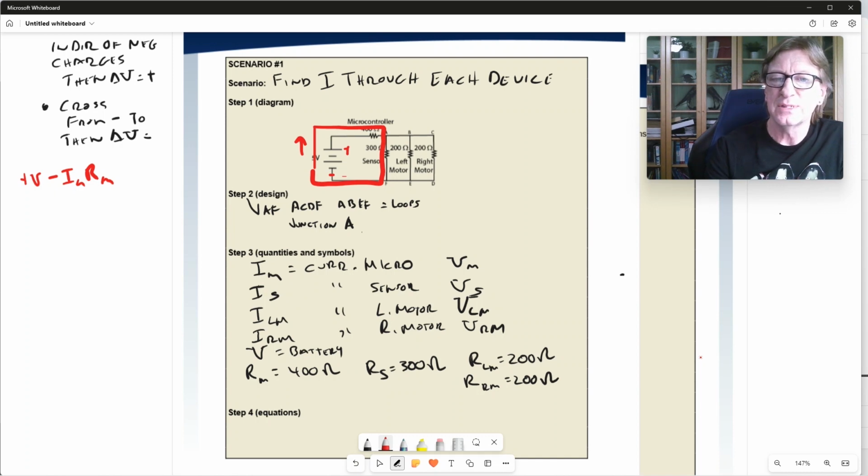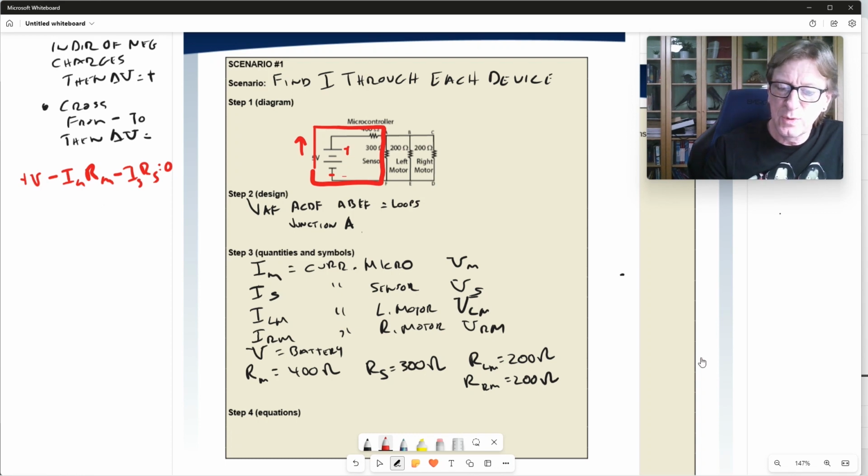I'm through the sensor. I am still going against the flow of the negative charges. Right, so my negative charges are going counterclockwise. I'm taking this loop clockwise. So that means it's also negative. And so then the current through the sensor times the resistance of the sensor. And all that has to equal zero, because now I'm back to where I started from.